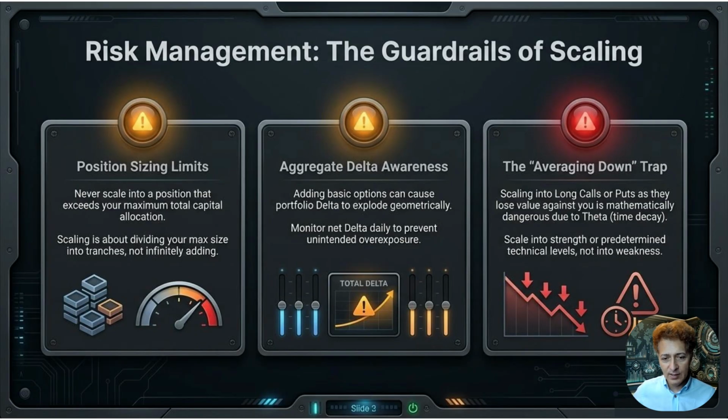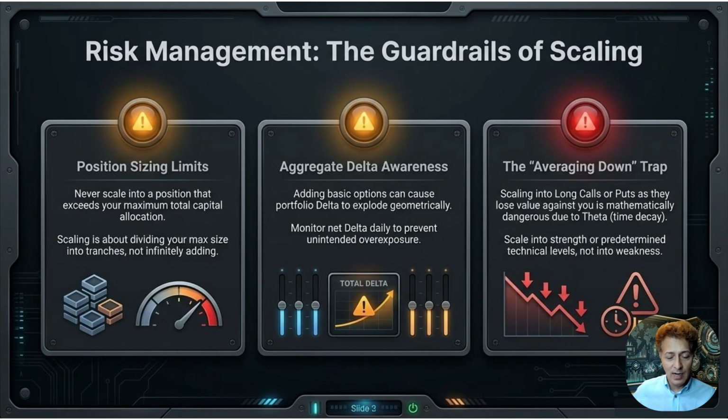Delta awareness is another component. Remember, delta is being changed by gamma. So as expiration dates approach, gamma becomes very sensitive, and gamma will change delta very fast. If that's happening in your favor, that's fantastic. If that's happening against you, that's problematic. So you need to be on top of your delta. You need to be on top of expiration dates.